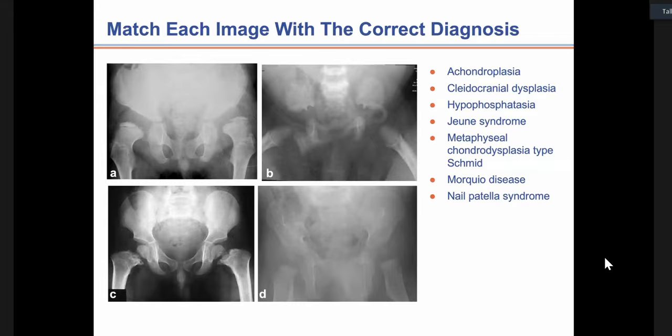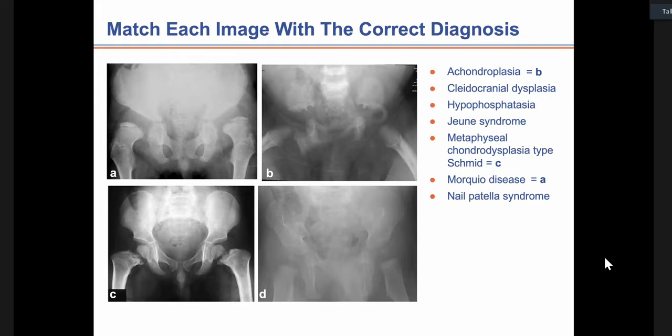And then looking at the pelvis, you must surely have now recognized that A is Morquio. I think I showed that more than once on several radiographs. B is what you want to come out of this talk with. If nothing else, come out of this talk recognizing the ice cream scoop appearance of the proximal femur in achondroplasia. C is obviously metaphyseal chondrodysplasia type Schmid.